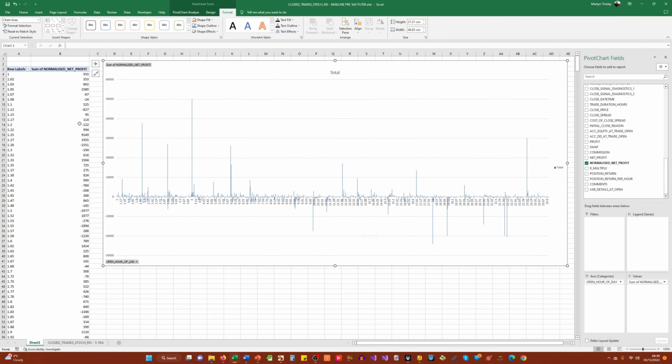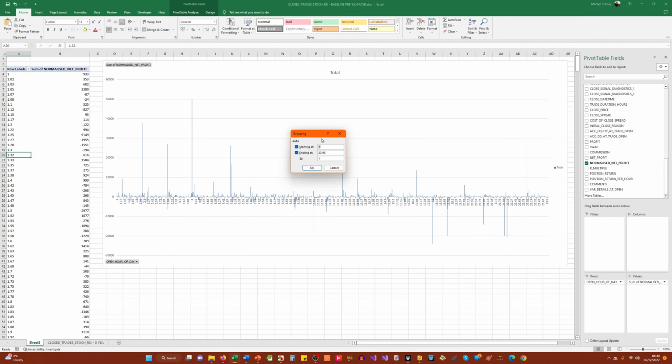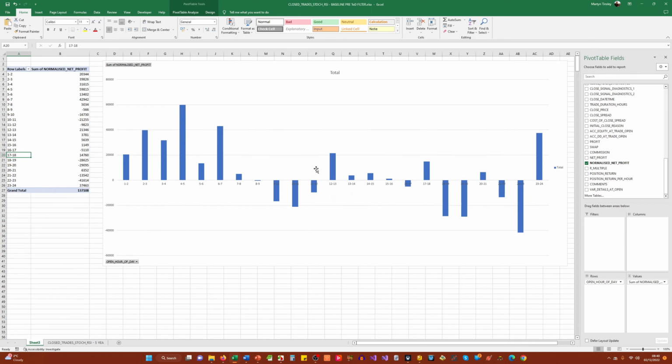And so what we need to do is to group our time values so that we can see them hour by hour. And to do that in Excel, you simply right click on the column here, say group, and then we'll just accept the defaults here. And now we can start to see something of interest.